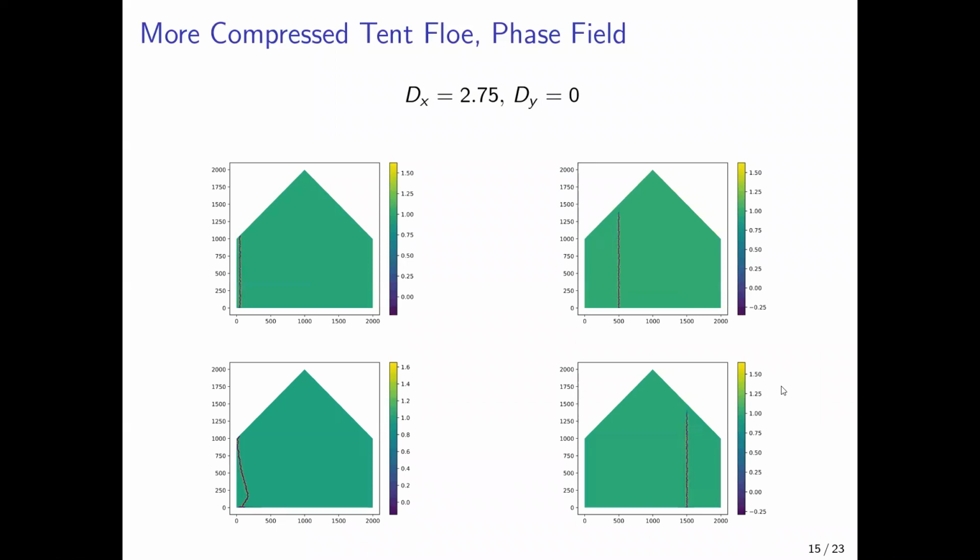And the behavior becomes different as we compress the flow even more. So in this case, we compress the flow by 2.75 meters. Sorry, I didn't mention this earlier, but the length of this tent-like flow is 2 kilometers and the height is 2 kilometers. But anyway, the weakness that I'm applying here is the same.